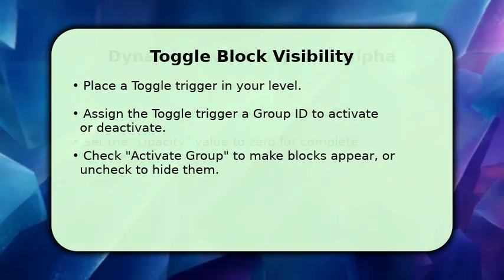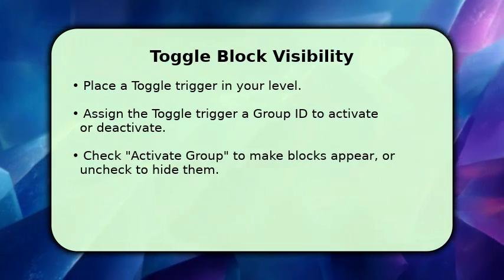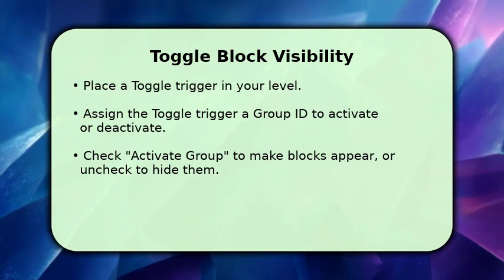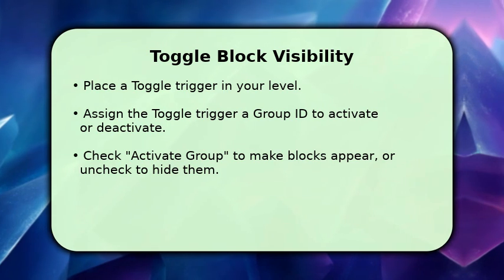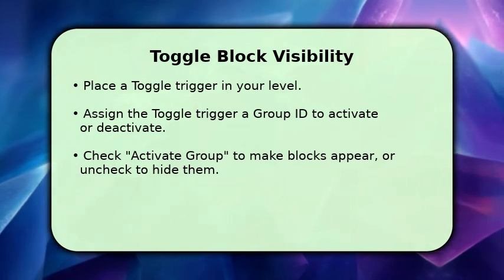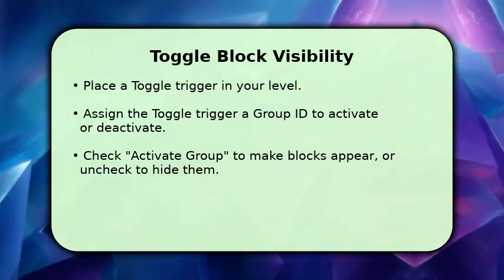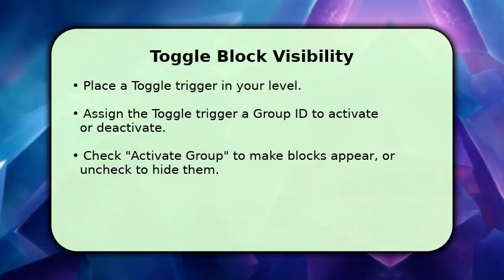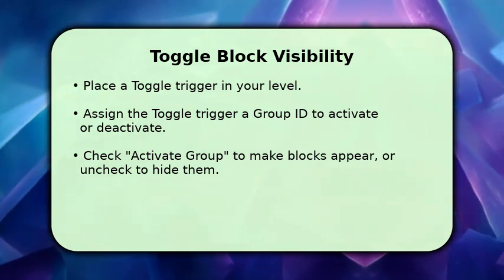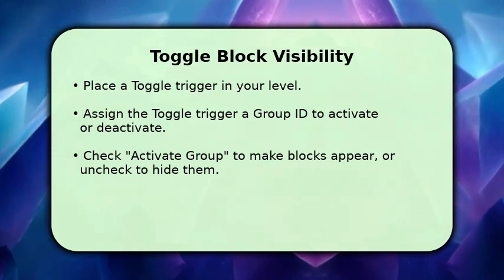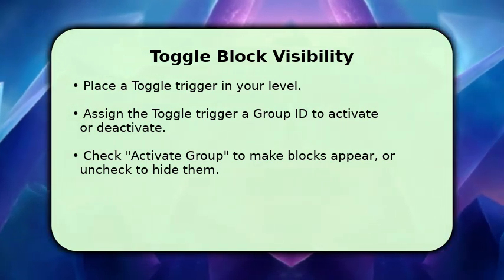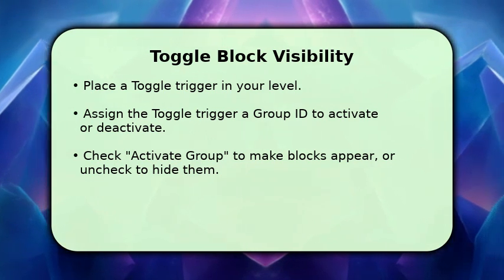For instant on-off control, the toggle trigger is your best friend. Place a toggle trigger and assign it the group ID of the blocks you wish to control. If you check the Activate Group box, the blocks will become visible. Unchecking it will make them invisible. This trigger provides immediate changes, perfect for sudden reveals or disappearances, adding an element of surprise to your level design.